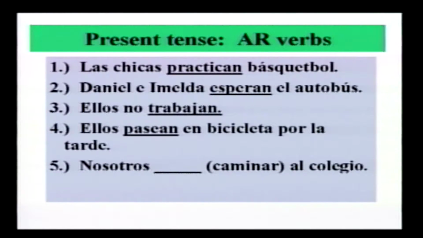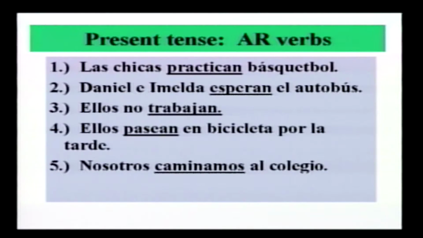Nosotros, caminar, walk, al colegio, to school. Who's walking? Nosotros. That's correct. It's the first person plural. So you would, to the stem of caminar, you drop the AR and you add caminamos. Correct. Very good.